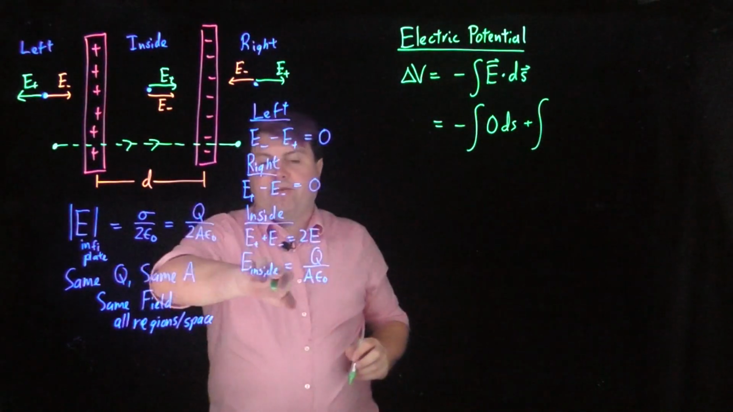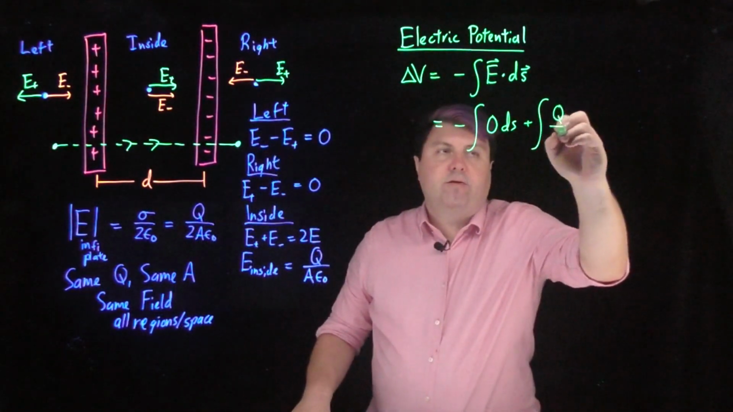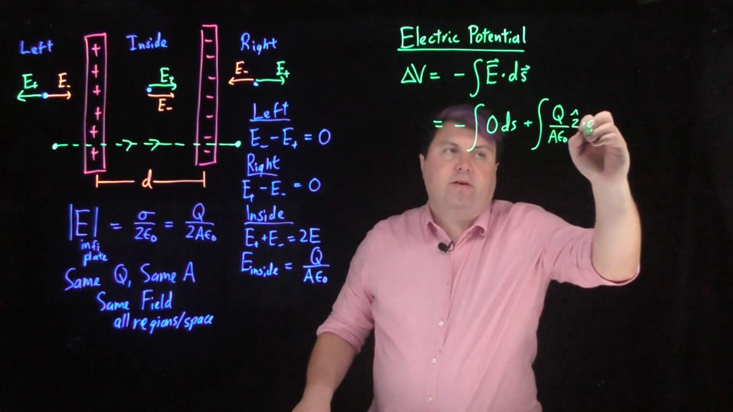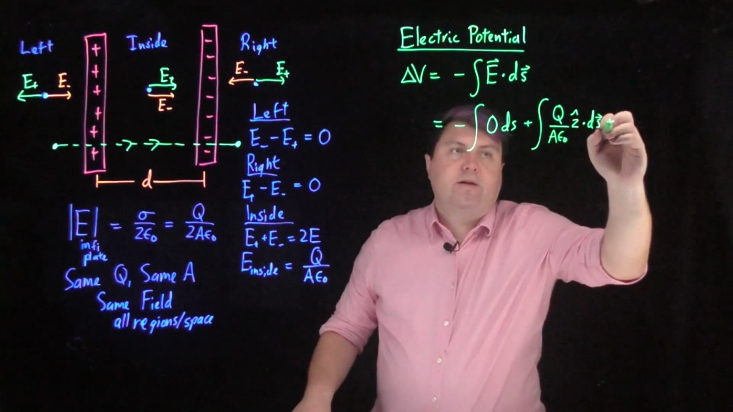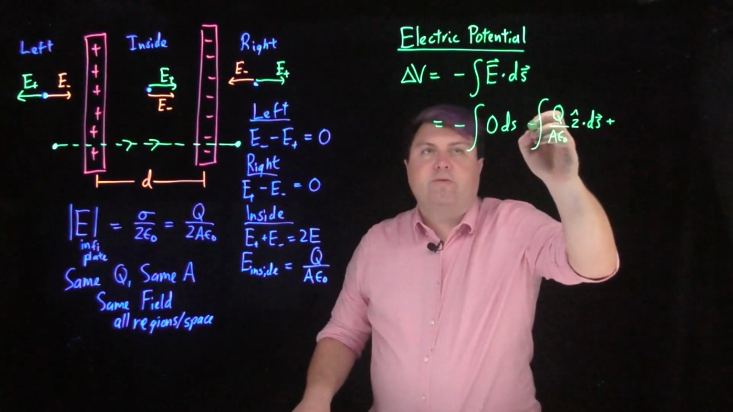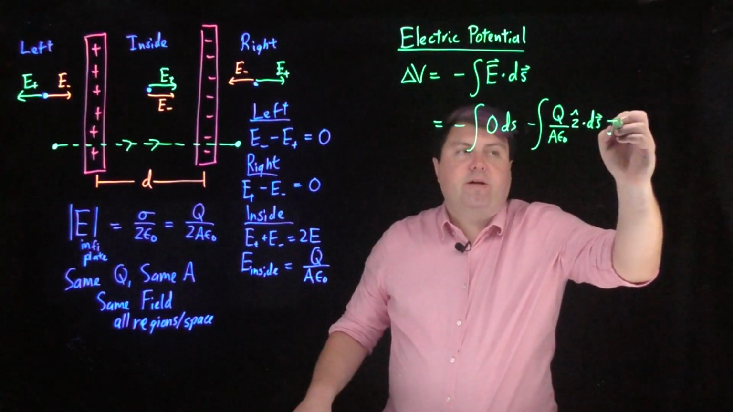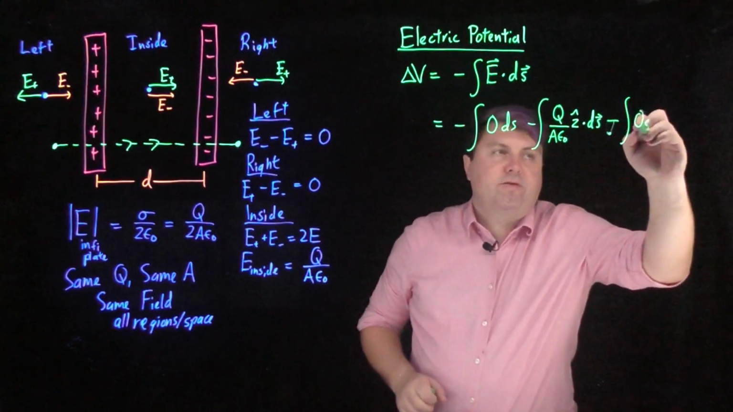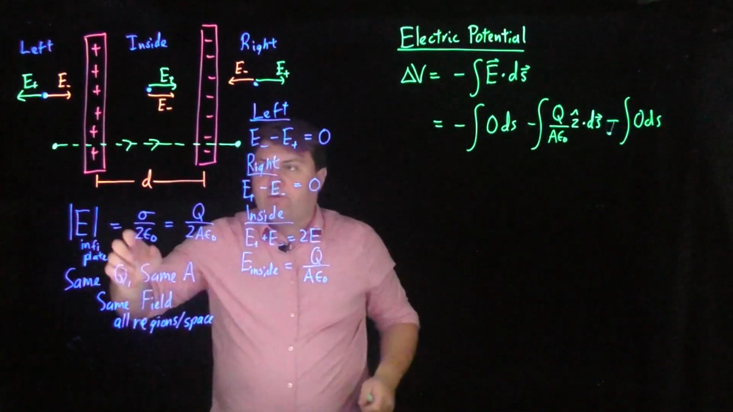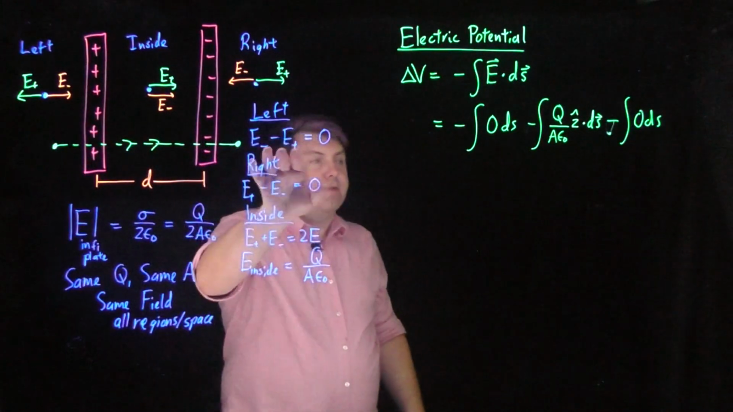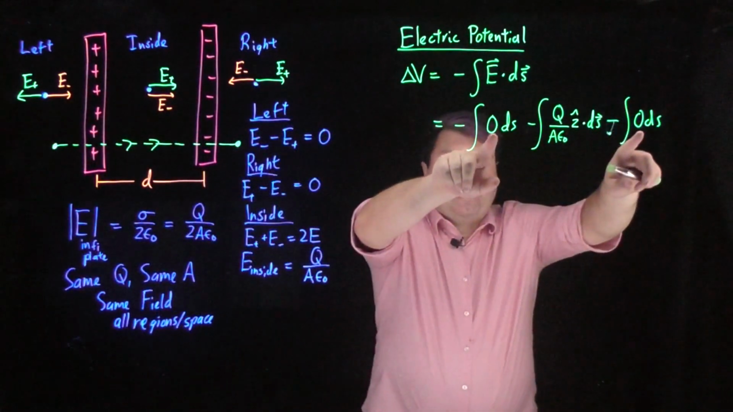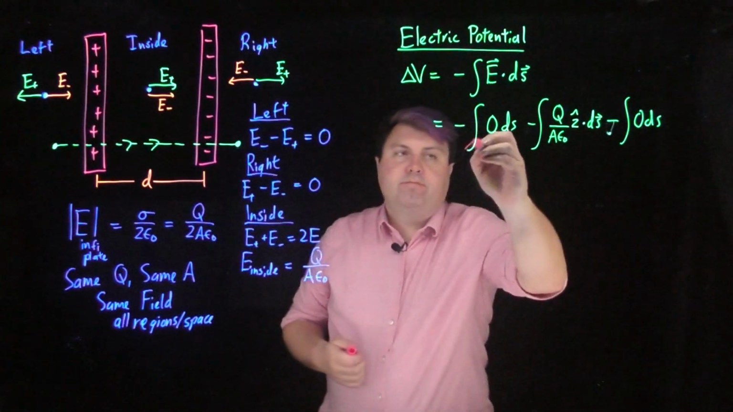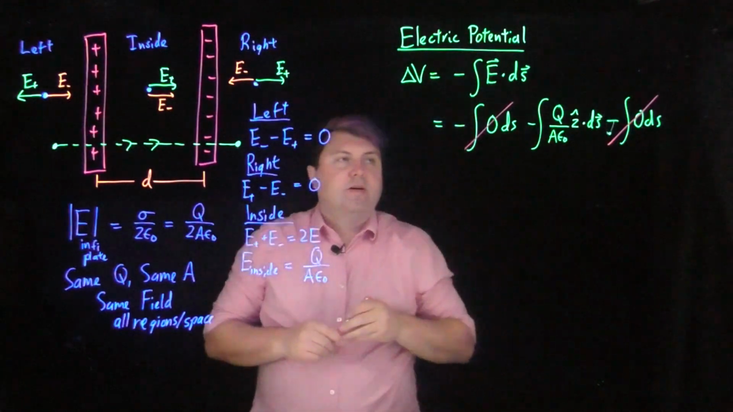For the inside, I've got this electric field of Q over A epsilon naught, in the z hat direction, dotted with ds. And negative, because we have a negative here. On the right side, my electric field is 0, so I have just this 0 ds. This is just to show that we can start any amount to the left or to the right of these plates, and no matter what, the electric field outside them is 0. So really, we just want what's in between.